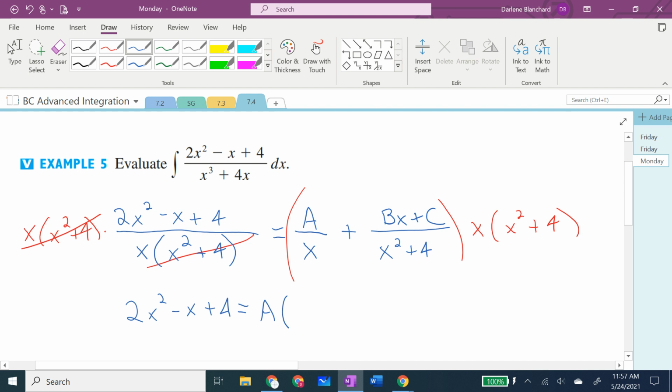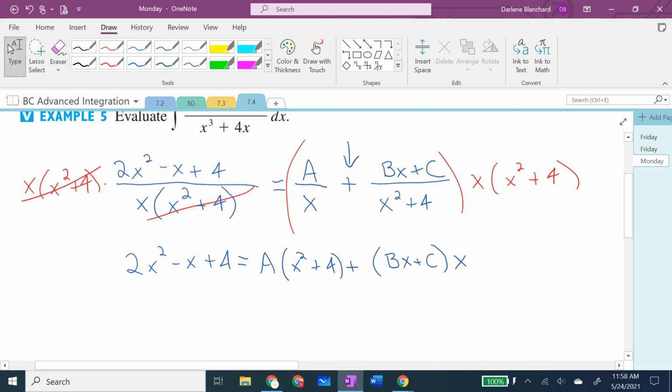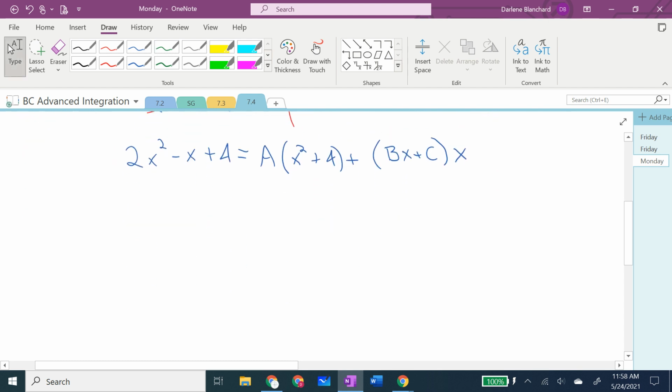So as I distribute over this addition, I have a times the x squared plus 4. And then make sure you put a parentheses around that bx plus c times x. Now, once we reached this point, we chose some good x's to plug in. We chose x's that were zeros of linear factors. We only have one linear factor. So let's at least do what we can.